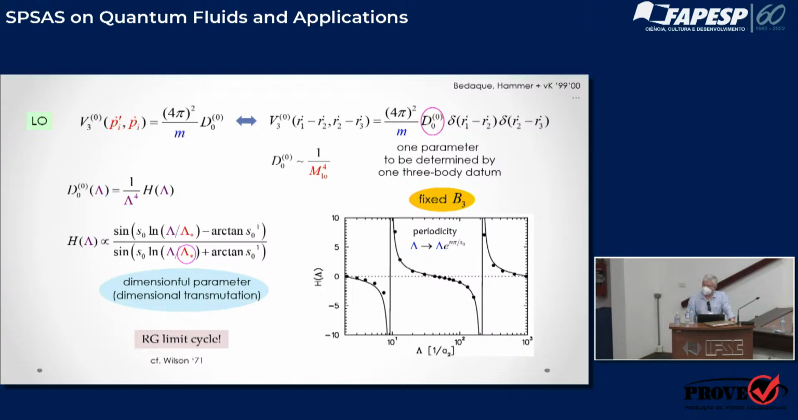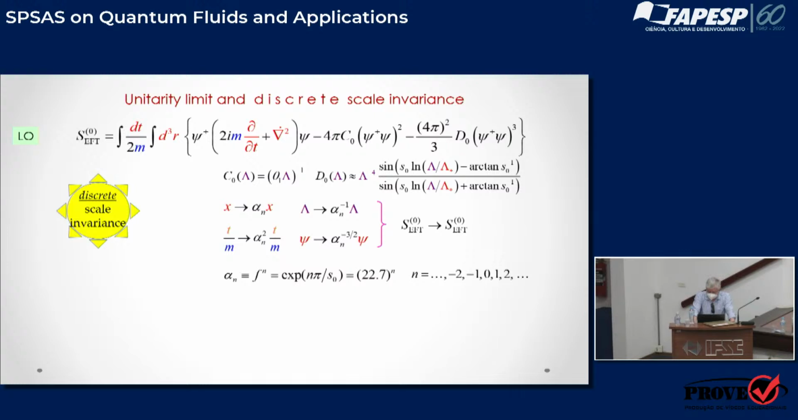And this was a big deal to discover this limit cycle, because limit cycles have been seen in other dynamical systems, but Ken Wilson speculated in 1971 that limit cycles should play a role also in quantum field theories. This was the first example of an RG limit cycle in a quantum field theory, a non-relativistic one, but still. So what are the implications of this limit cycle? Here is the most interesting aspect: it breaks the scale invariance that I talked about before in the two-body system to discrete scale invariance.